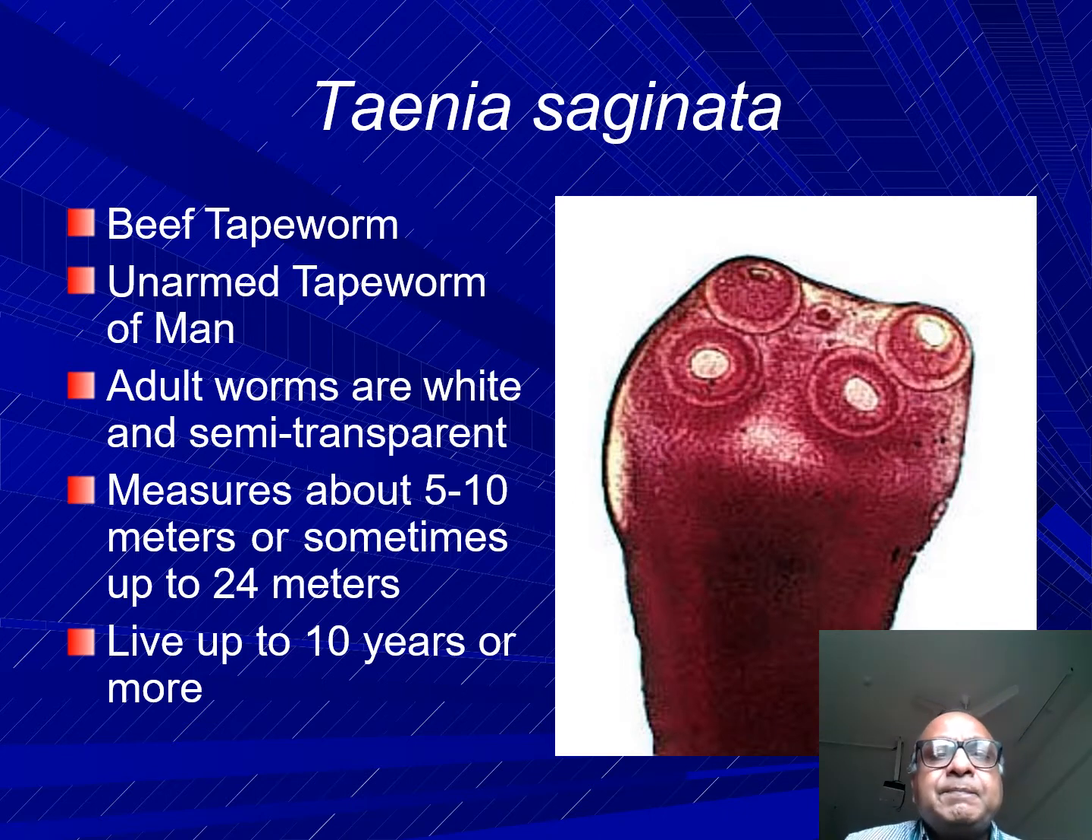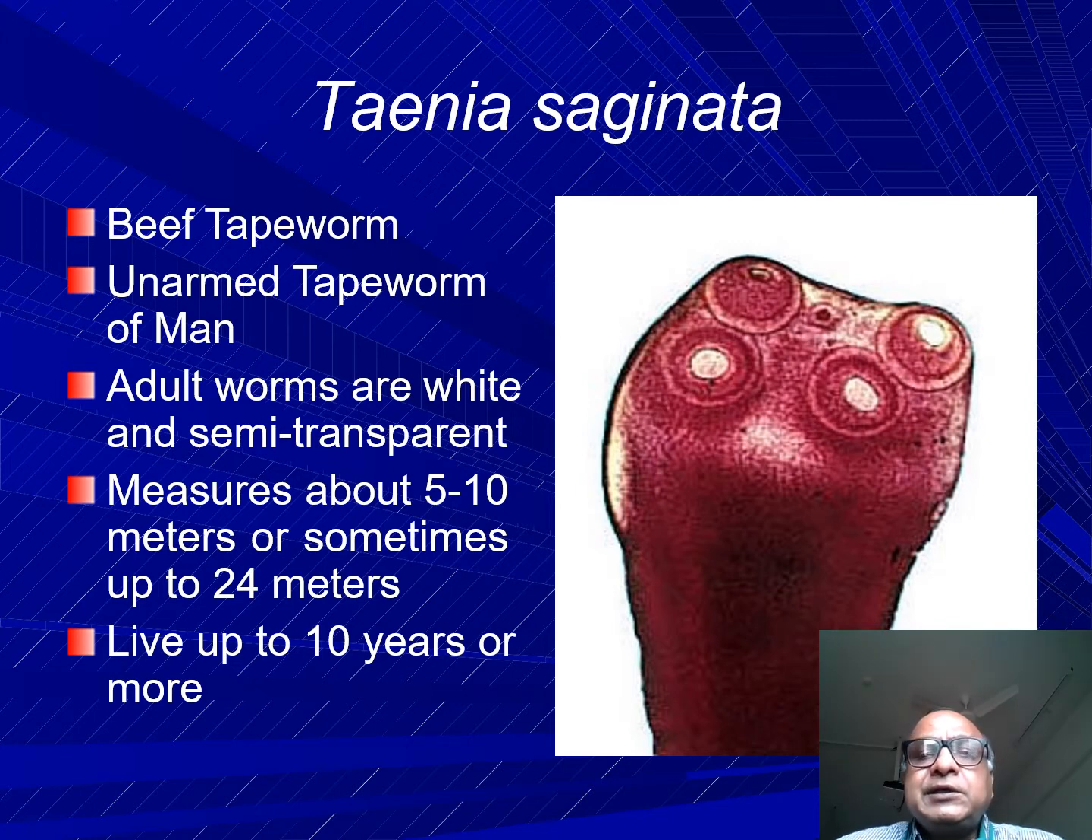Among the Cyclophyllidea, Taenia saginata, Taenia solium, and Echinococcus granulosus, these three are very important. The Pseudophyllidean incidence is anyway much less than the incidence of Cyclophyllidean cestodes in humans.